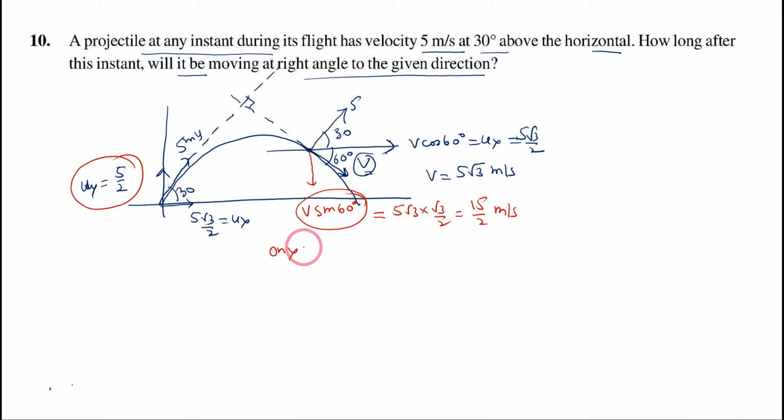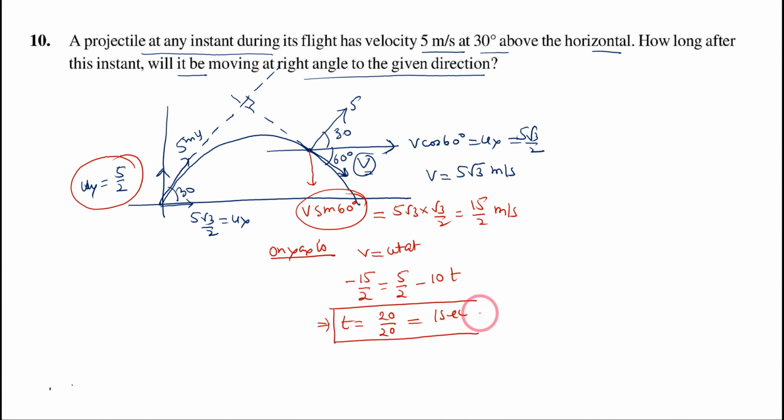So on the y-axis you will use the formula v equals u plus at, and be cautious while substituting the values. Final velocity is downward, so you will write minus 15 upon 2. Initial velocity is 5 by 2 with plus sign. In place of a you put minus 10 and find t. So how much is this getting? This is coming 20 upon 20, that is 1 second. After 1 second, this is going to happen.